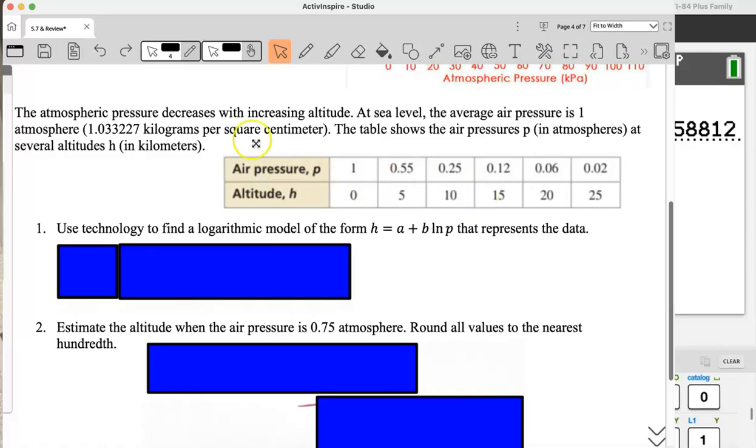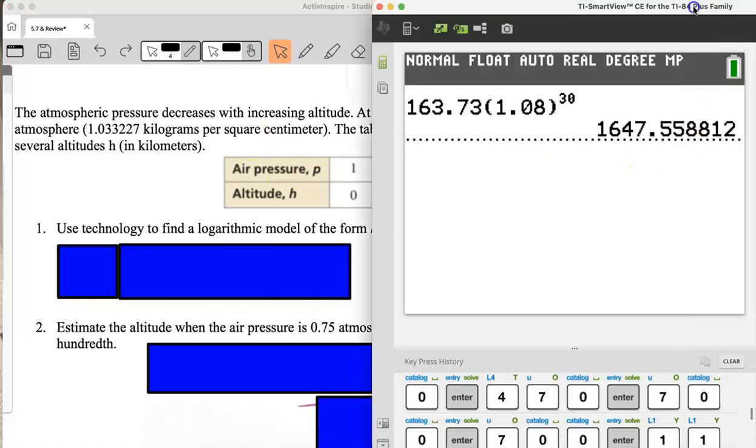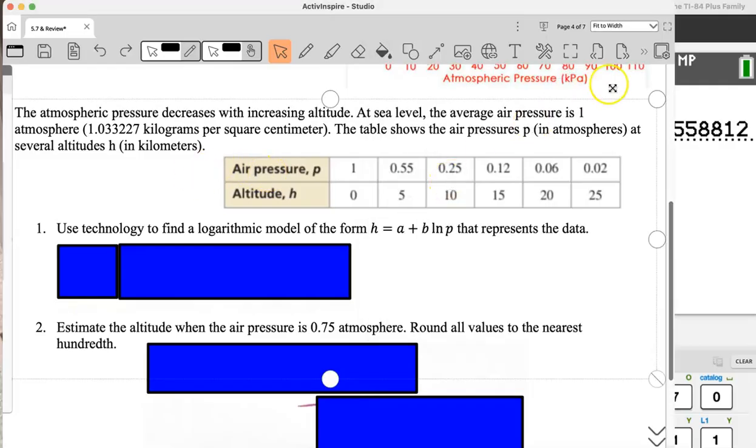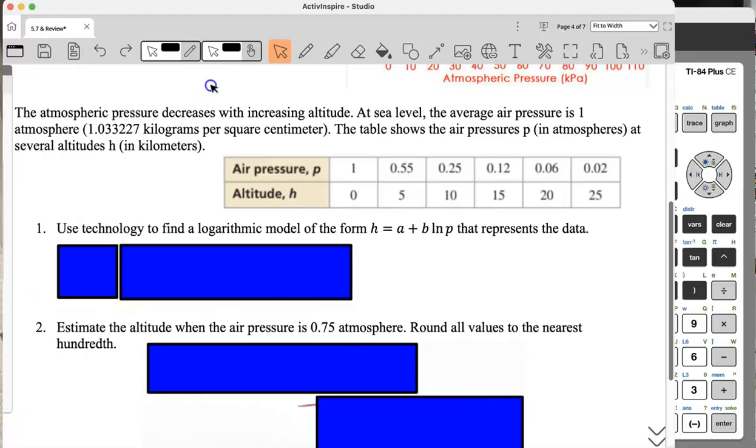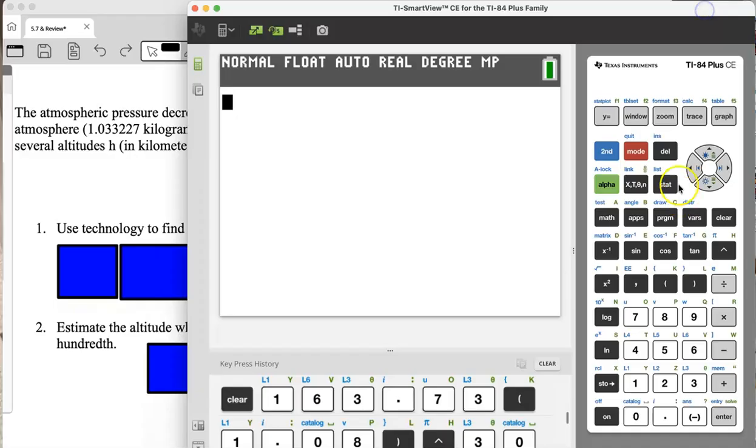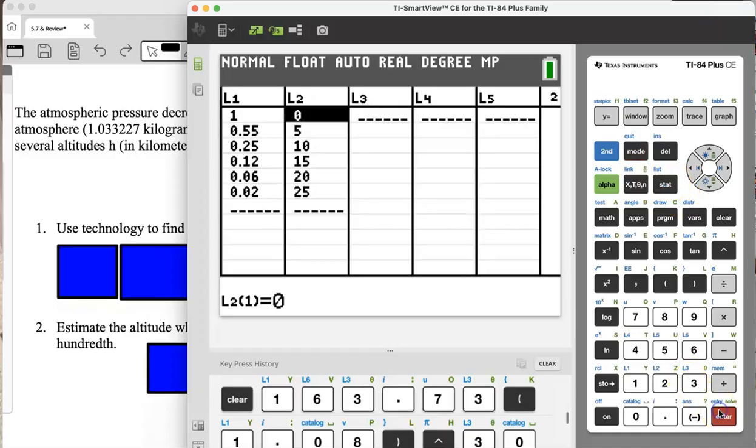And what we're going to do with this table is type it into stat. So go ahead, press pause. I'll save you the time of watching me type this into stat. Alright, so I've typed my data into stat. And if I show enter, I've got my x values in L1 and my y values in L2.